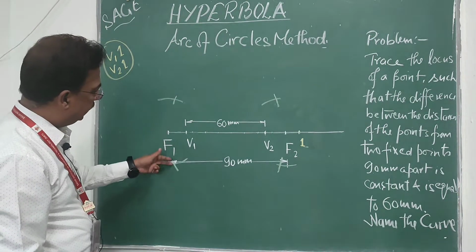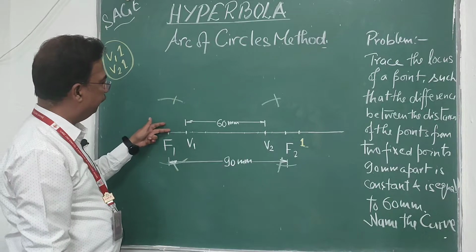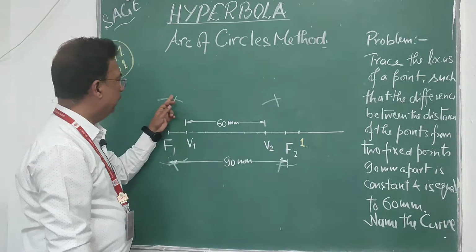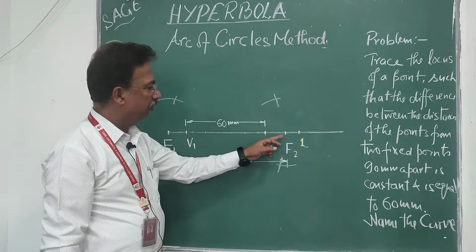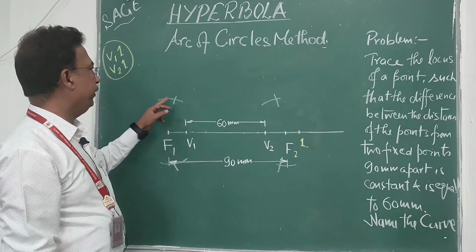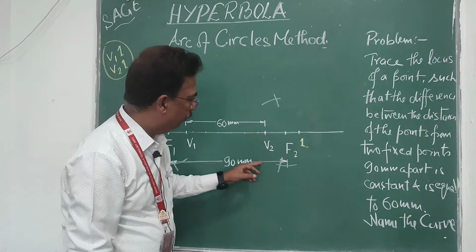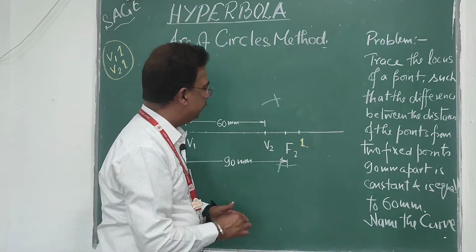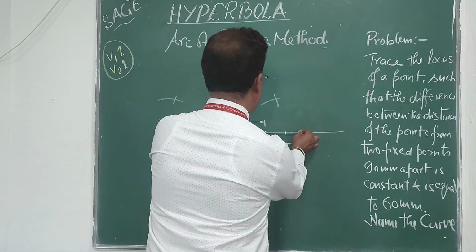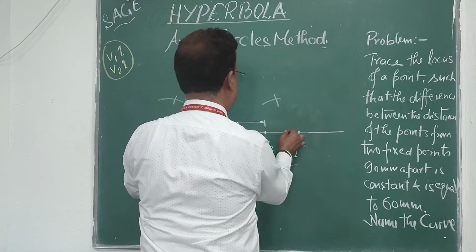Now look at these 4 points. The distance of this point from F1 will be V2 1, and the distance of the same point from F2 will be V1 1. So that difference will be V1 V2. So that is one of the points on the curve. In the same way, these 4 points are similar points. So these 4 are the required points for our curve.